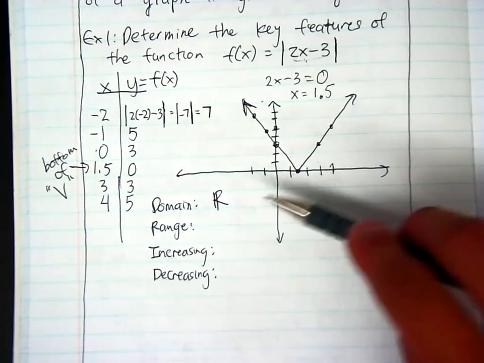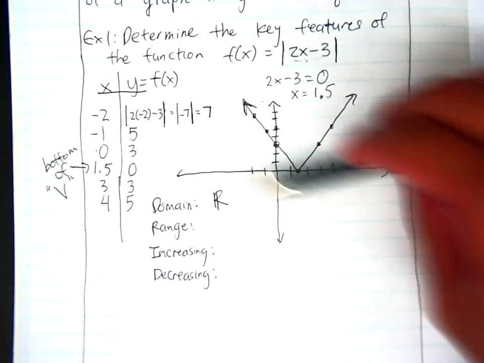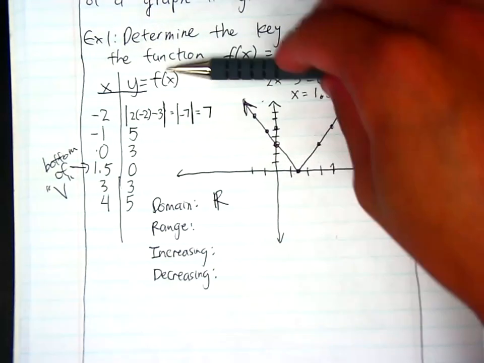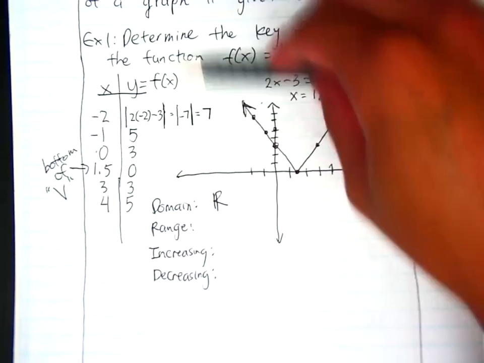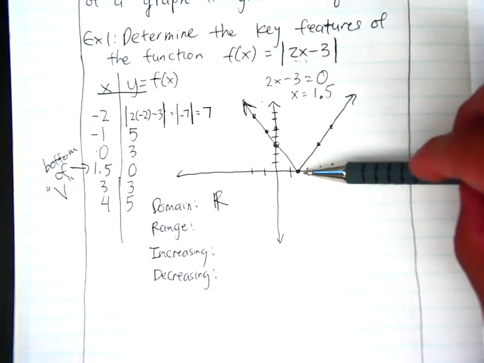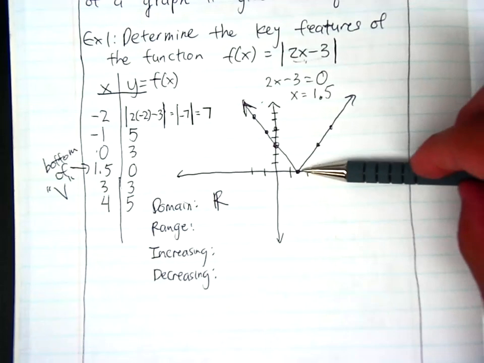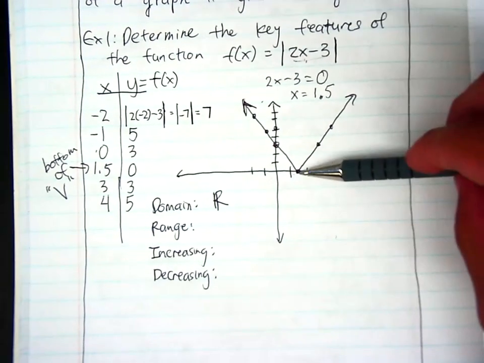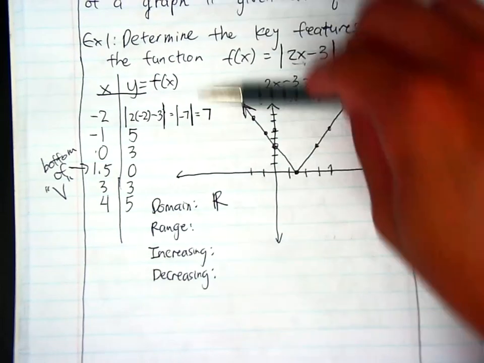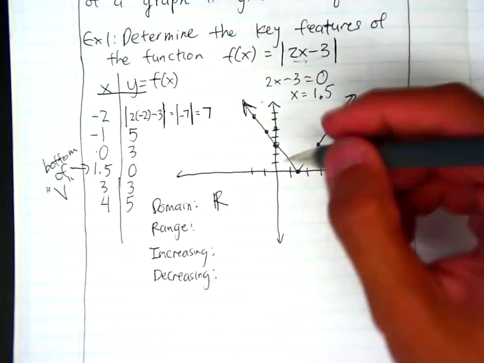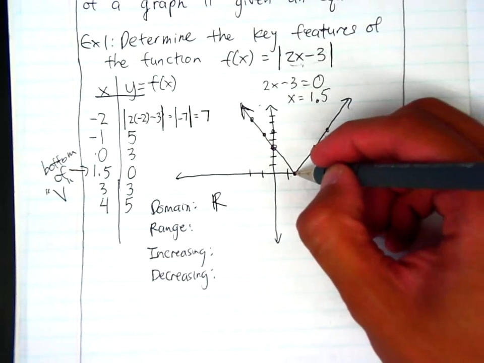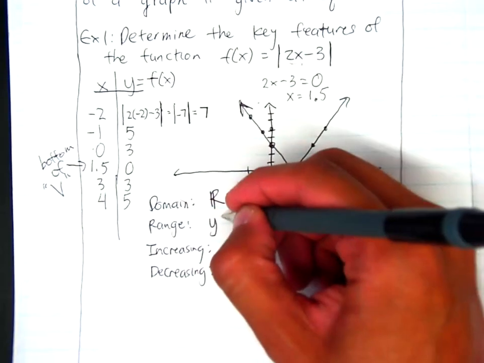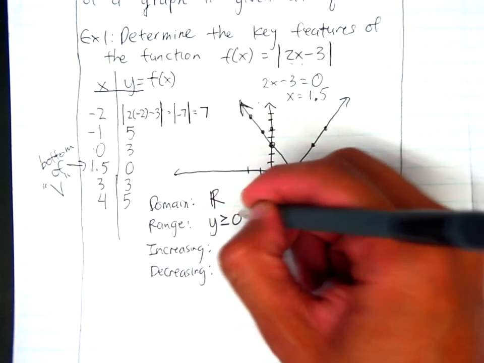Okay, so the range is all the y values my graph covers. So if I look at all my y values, well, y values are my values that are on the y-axis going up and down. So if I look at my graph, it doesn't go below the x-axis, but it starts here and it goes up, and it will go up forever because of that arrow. So I know all my y values start at 0, and it'll cover everything above 0. So the way I'm going to write my range is y is greater than or equal to 0.